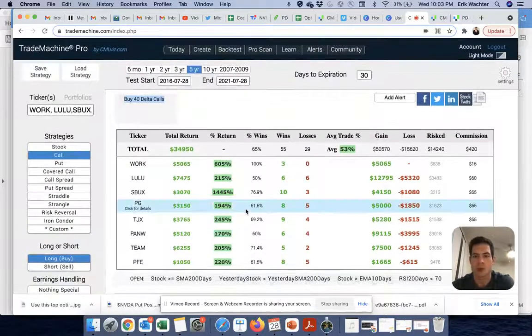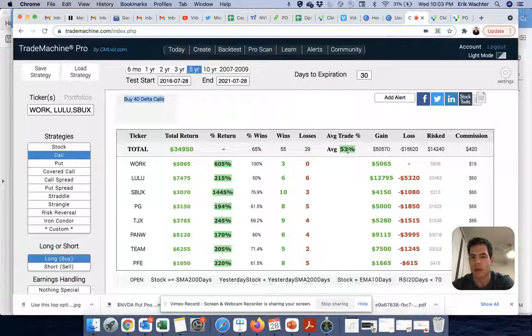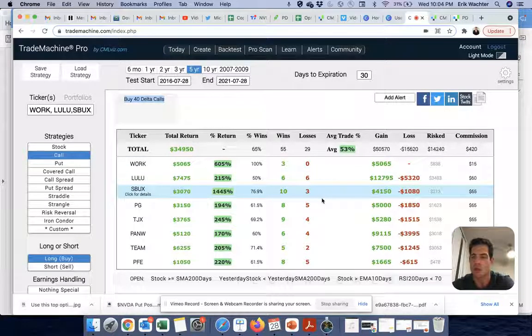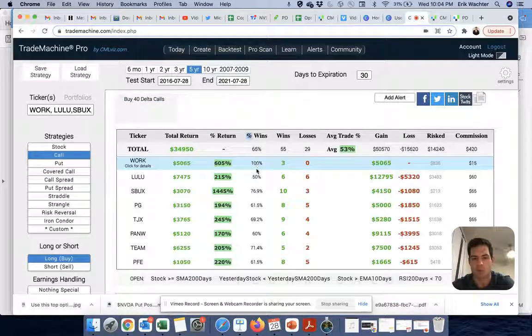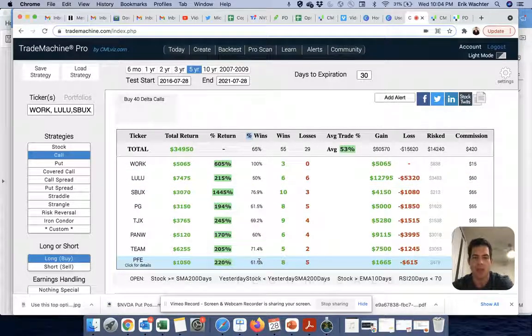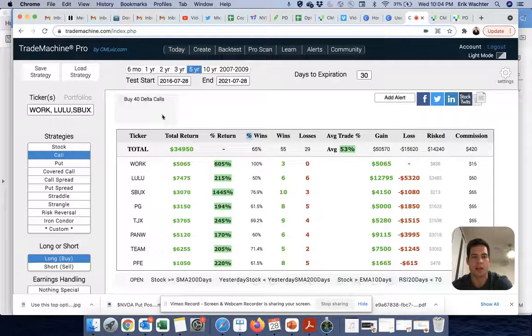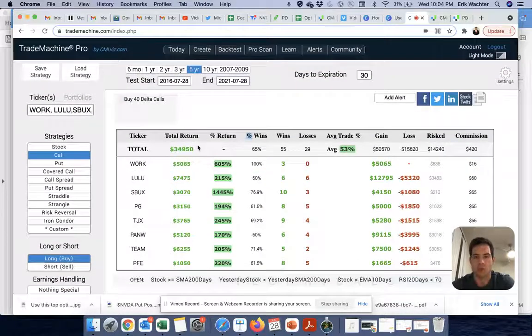So with all those parameters set, and with these tickers, we have a 53% average trade gain. That's a pretty good gain. And if we look at the win percentage, we are 50 or greater: 65, 150, 76.9, and so on. You get it. So this is getting long a 40 delta call with 30 days till expiry, with my technicals applied.